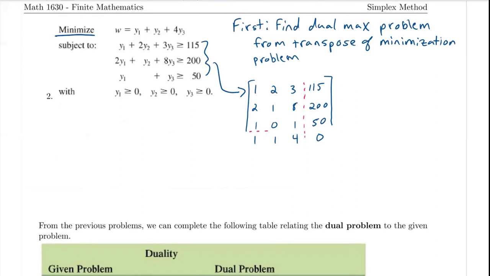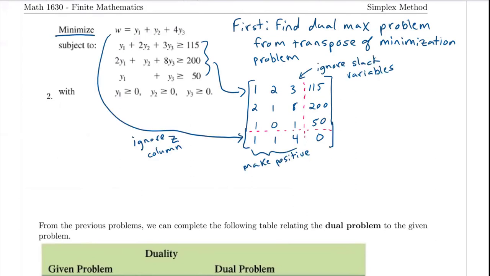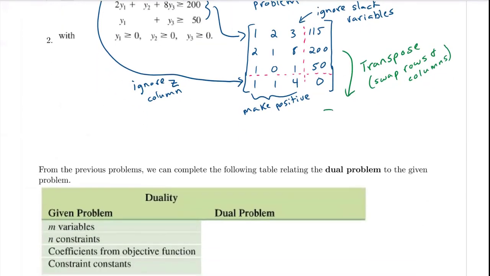This will basically be the matrix that we're going to work with to get the maximum. I put some little notes here if you want to pause the video. You don't have to worry about doing the slack variables, like I said, and you always make the bottom row positive. Now from this minimize matrix, we're going to transpose it, which means we swap the rows and the columns. The first column, 1, 2, 1, 1 going down, becomes the first row going across, 1, 2, 1, 1. Then the second column, 2, 1, 0, 1, will be the second row, and so on from there.